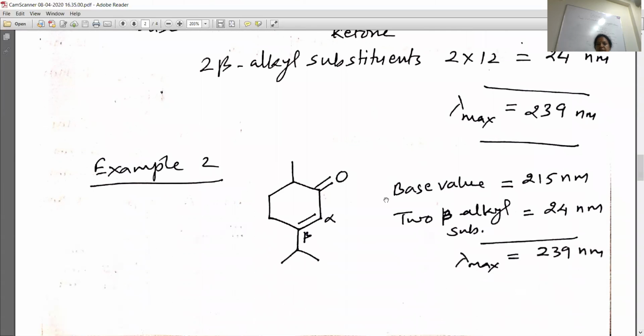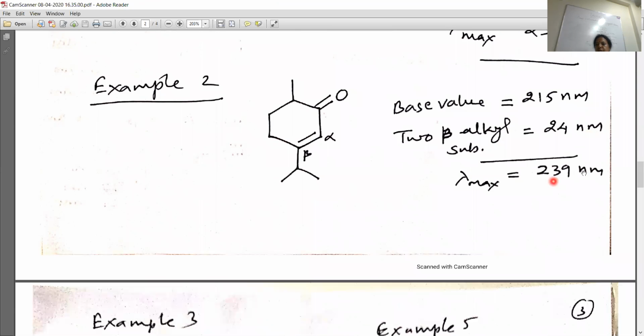Another example, base value will remain the same. It is a 6-membered alpha beta unsaturated ketone, 215 nanometer, 2 beta alkyl substituents. One is this and second is this. So 2 beta alkyl substituents, 24 nanometer. So total lambda max value will be 239 nanometer.